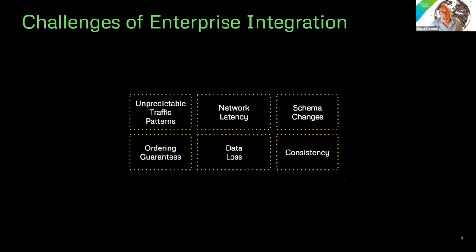We have to deal with schema changes. When you have distributed applications, the producer of a message may update its schema, and that may break downstream consumers that are expecting another type of format. We have to be able to deal with that, and also API changes that can affect our application as we evolve.